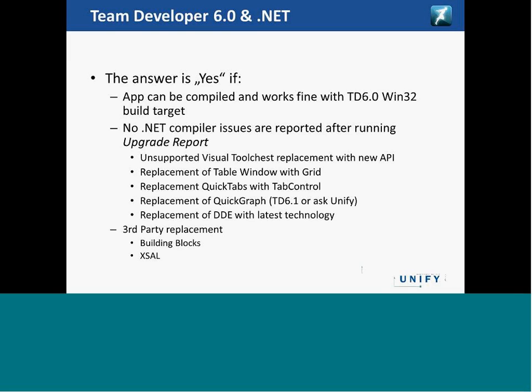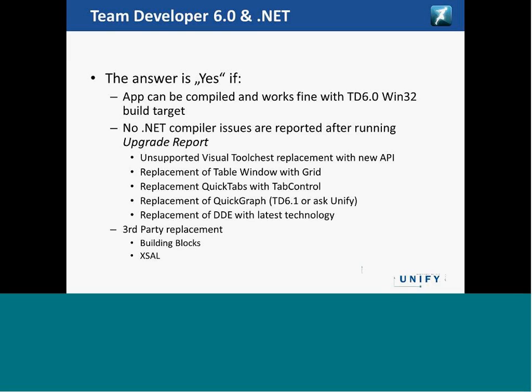So we have a nice tool inside Team Developer for .NET. It's called Upgrade Report. It runs this upgrade report because you get a long list, maybe a short list, about features which are not really supported in .NET. And this list can be very long, can be very short. It depends how much source code you are dealing with, and so on.